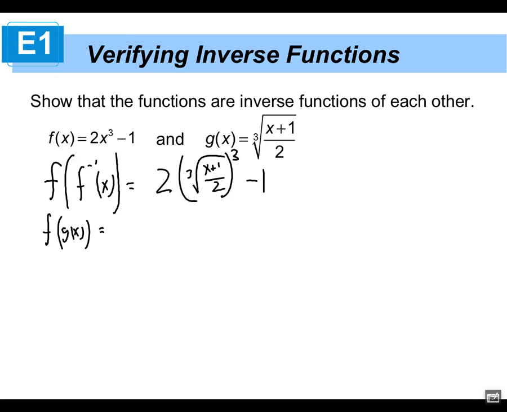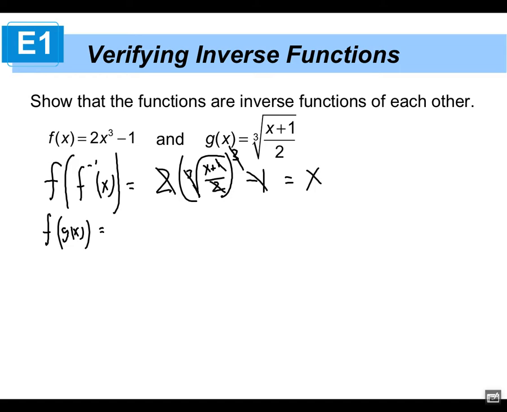And if they're inverses, I should get x. Well, the cubic root of something cubed is itself. So this would cancel with this. I get an x plus 1 over 2. That would cancel with the 2. I got a plus 1 and a minus 1. And sure enough, that gives me x. That's half of it. I have to check both.